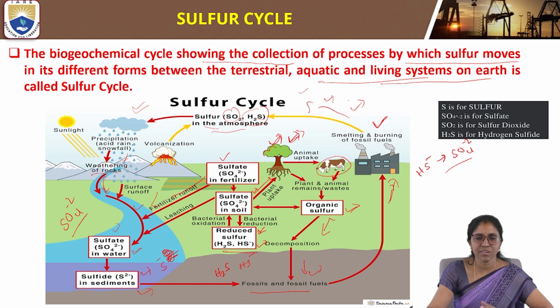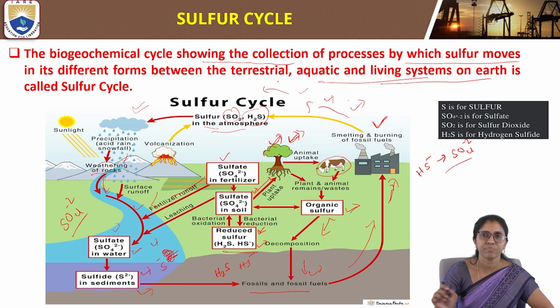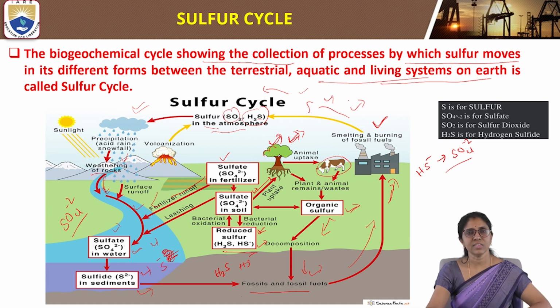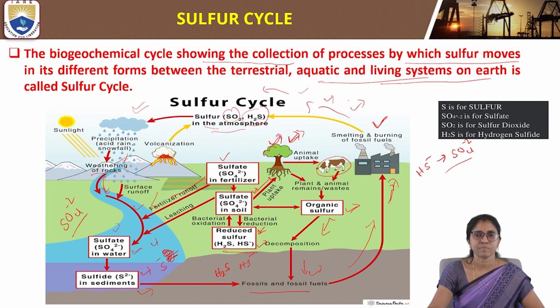In this, the sulfur comes from various processes and goes into the water. The water which has sulfate ions will form sediments. Again, it will form fossil fuels, and these fossil fuels again give sulfur which enters into the atmosphere. So this is the cycle. In this, sulfur moves in its different forms between terrestrial, aquatic, and living systems on Earth, called the sulfur cycle.